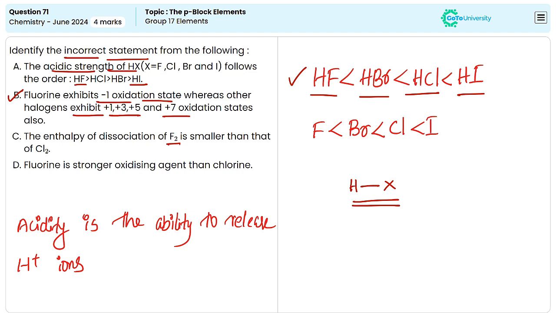And one more reason we can say is the fluorine-fluorine bond is shorter than the chlorine-chlorine bond because fluorine atoms are smaller. So option C is also a correct statement.